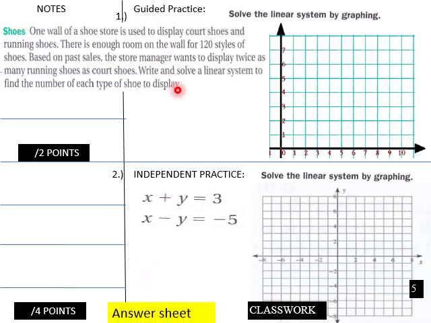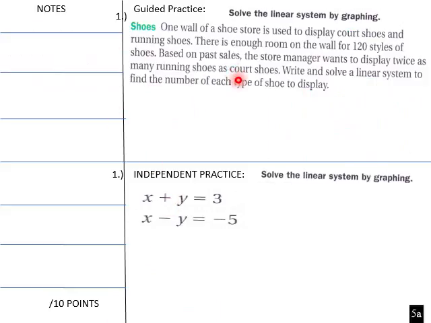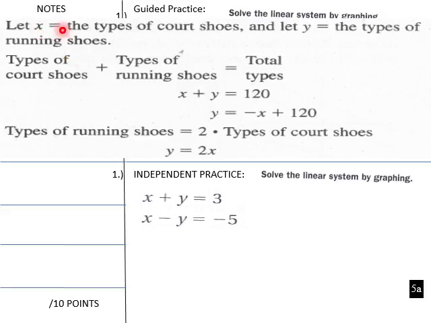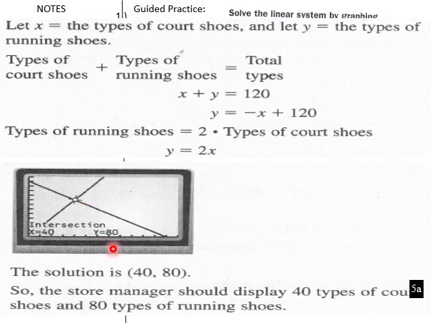So let's go into our guided practice now. This is how you'd set it up. X equals court shoes, y equals running shoes. Types of court, types of running, x plus y equals 120. So y equals -x plus 120. The types of running shoes equals 2 times the types of court shoes, so we have y equals 2x. That would be a line that you would graph, and then this would be the graph of that situation.